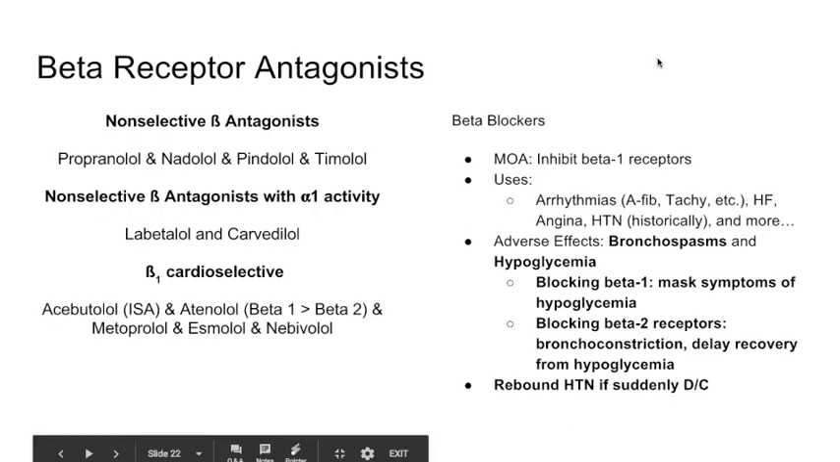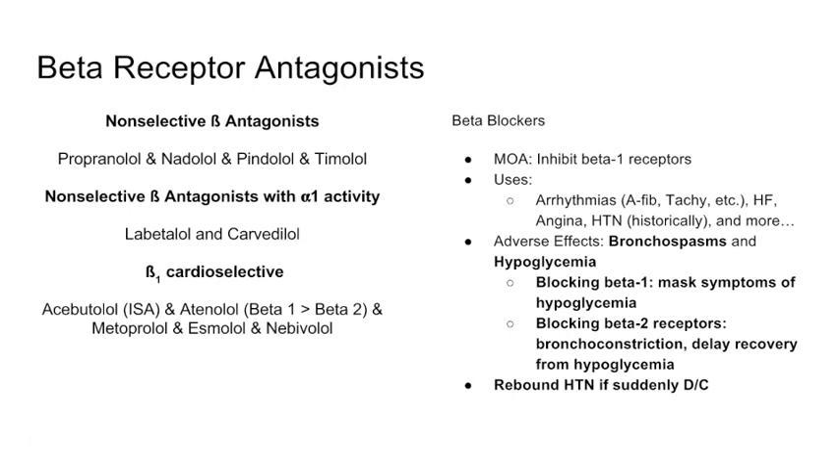Beta receptor antagonists. So we have our non-selective beta antagonists: propranolol, nadolol, pindolol, timolol. We have our non-selective beta antagonists with alpha-1 antagonism activity: labetalol and carvedilol. And then we have our beta-1 cardioselective, which really isn't so much true, but we still say so. You have acebutolol. Now I wrote ISA, I should have spelled it out, I apologize, but ISA stands for intrinsic sympathetic activity. So therefore, we're blocking beta 1 with acebutolol, but it has a little bit of beta 1 agonist effect. So it's sort of like a partial agonist.